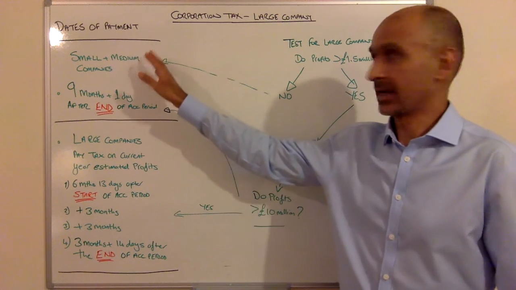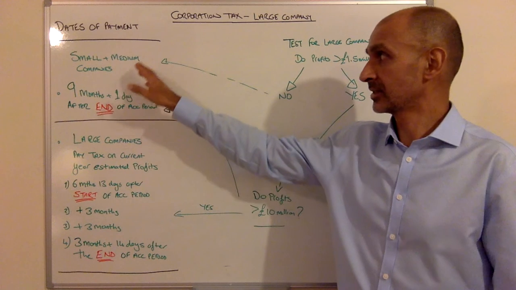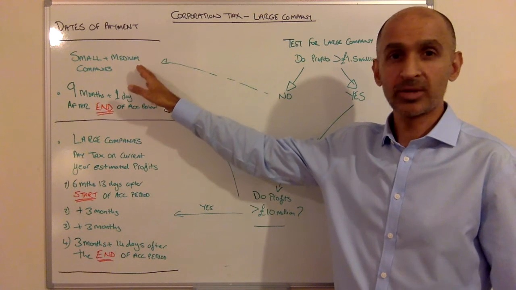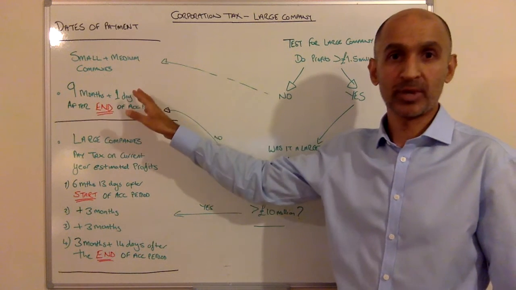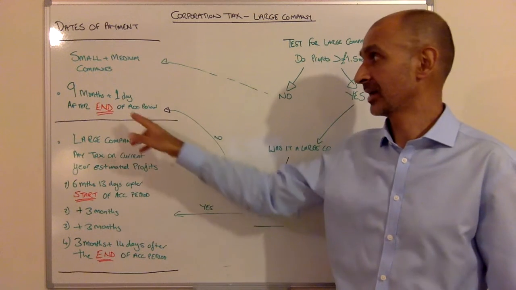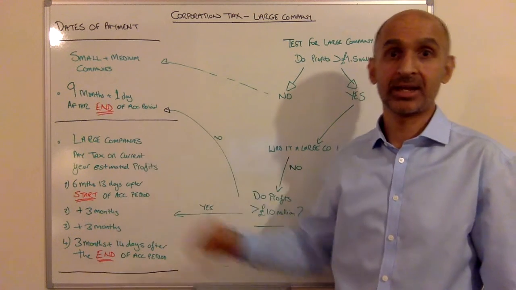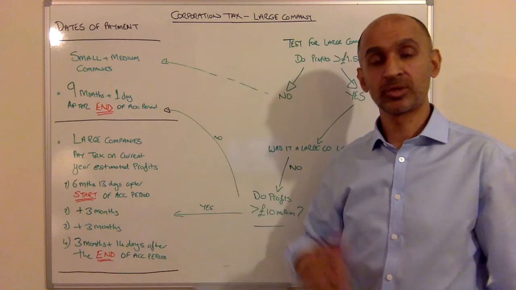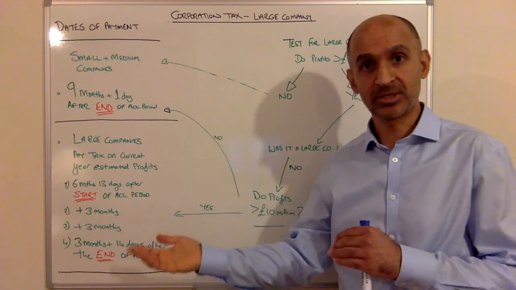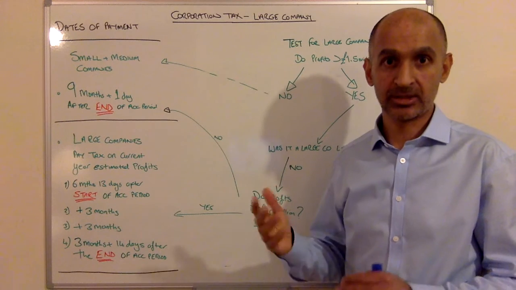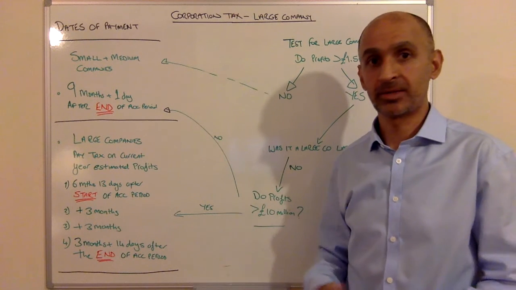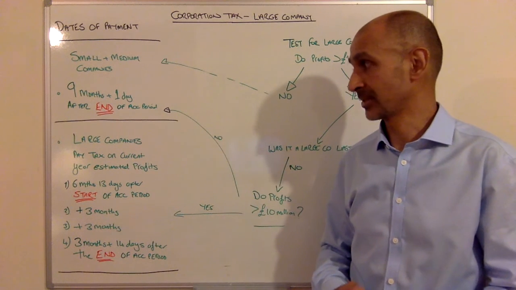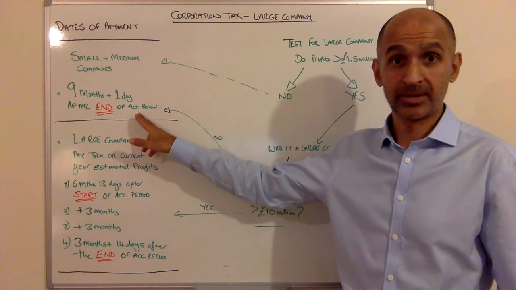So I have the dates here, and these are the current dates. If you're a small or medium company, you pay your corporation tax after your year end, and you have 9 months and 1 day after your accounting period to pay that corporation tax. So the accounting period ends, you have 9 months and 1 day to assess what the total taxable profits are and to make your corporation tax assessment. And to make the payment.